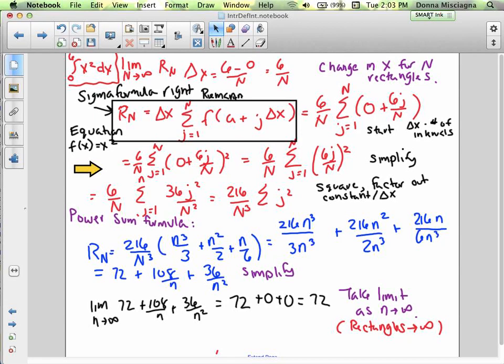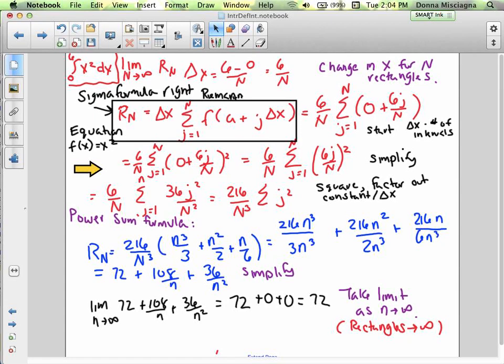Now we take the limit, right? So we have to take the limit as n goes to infinity if we're finding the exact value, if you're using this formula. So we have the limit as n goes to infinity of 72 plus 108 divided by n plus 36 divided by n squared. And we know that if you have a constant divided by a power of n, as n goes to infinity, that goes to 0.